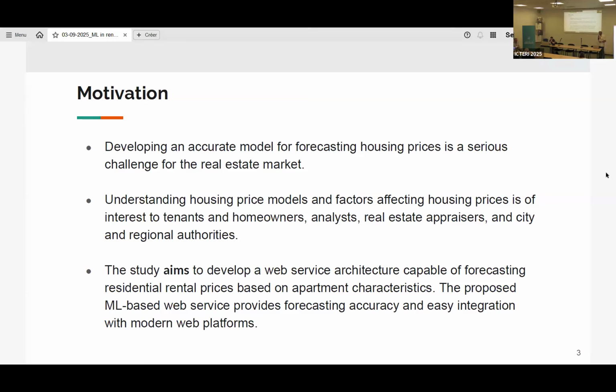A computerized system can help them decide whether to purchase a property and when is the best time to do so. Every year, housing prices rise, which requires the creation of a mechanism for forecasting future housing prices. Landlords, real estate appraisers, and politicians can use housing price forecast to estimate rent for a house and acceptable sale price. So the study aims to develop a web service architecture capable of forecasting residential rental prices based on apartment characteristics. The proposed machine learning-based web service provides forecasting accuracy and easy integration with modern web platforms.